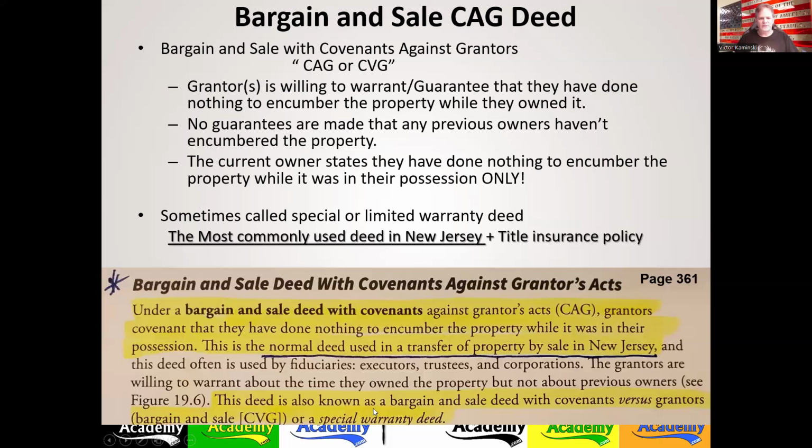Okay, so let's do the highlights here for the bargain and sale type deed. Page 361.